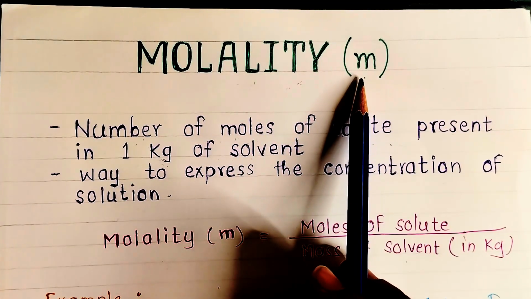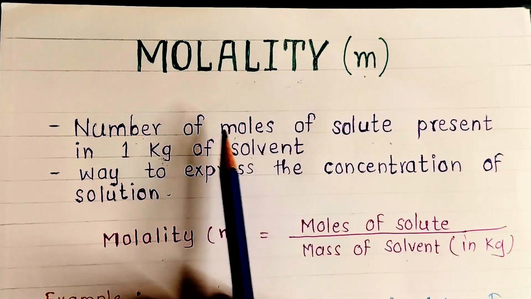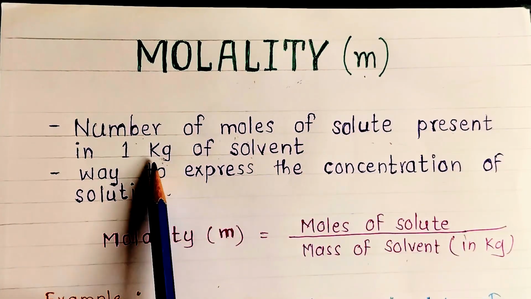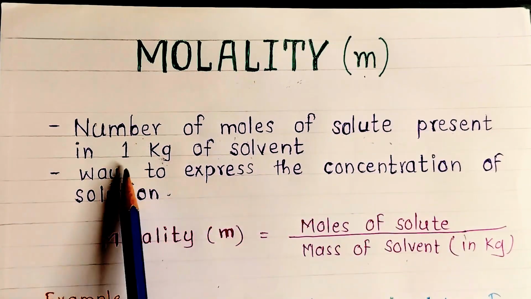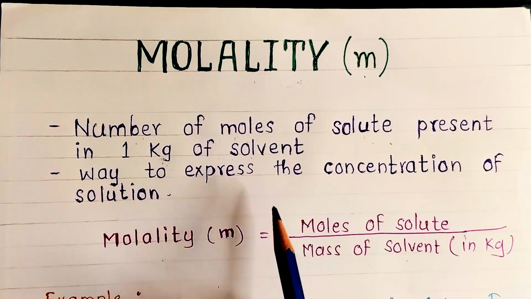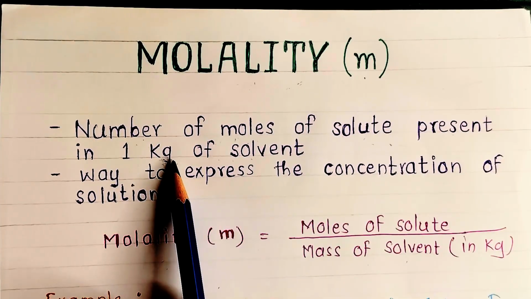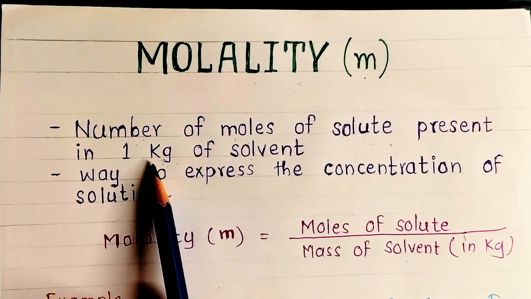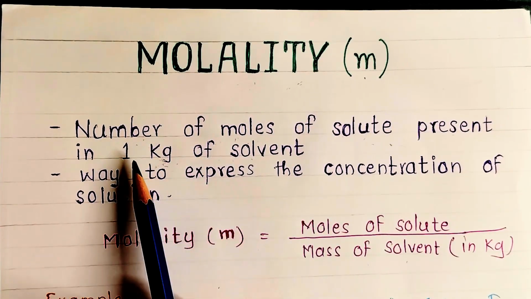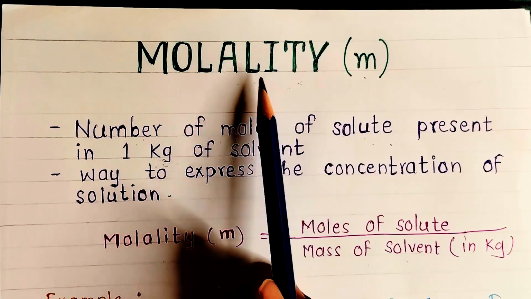Molality is indicated by small m. What is meant by molality? Number of moles of solute present in 1 kilogram of solvent. Here we do not use the volume of a solvent, we use the mass in kilograms. So the mass of a solvent in kilograms is used, that's why this is molality.